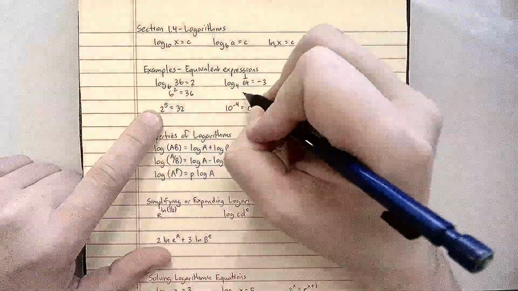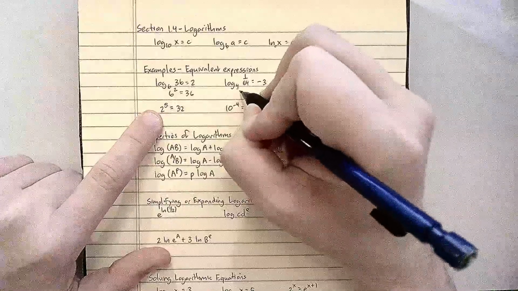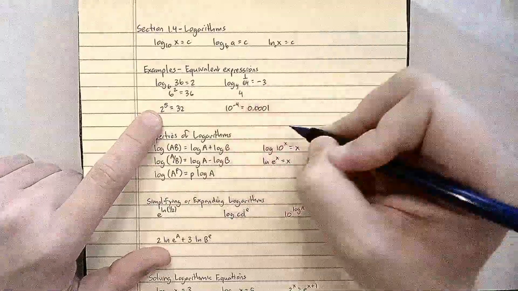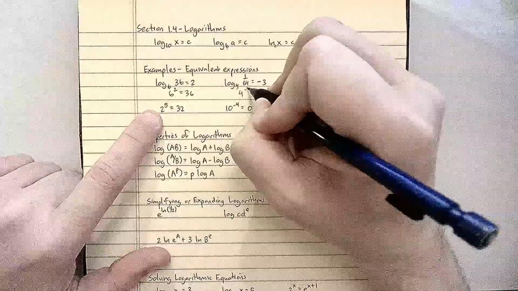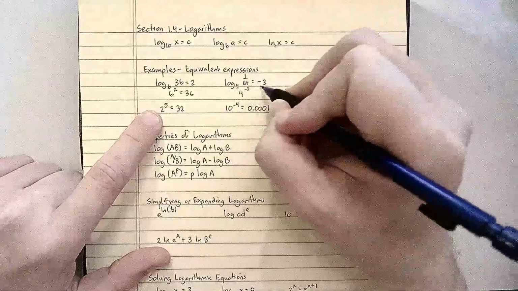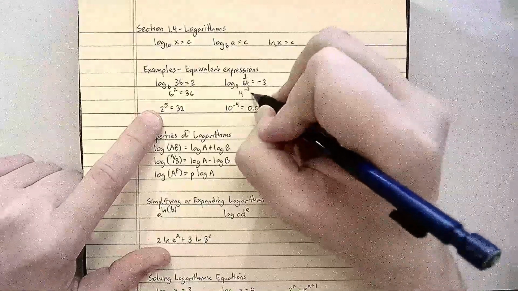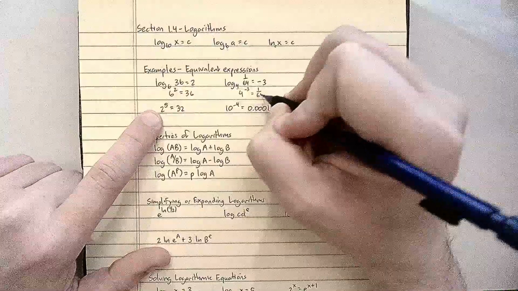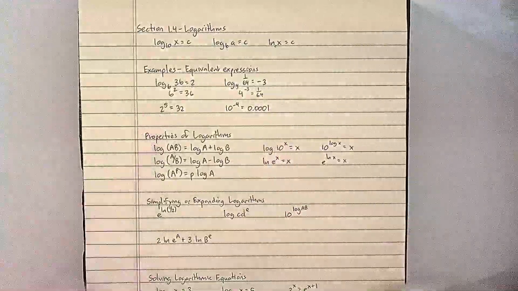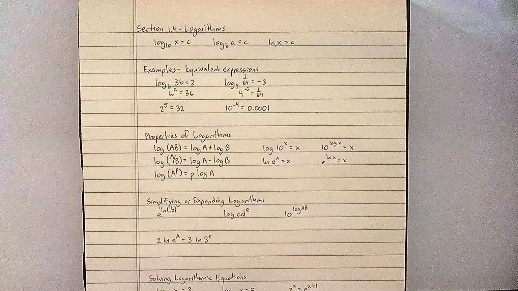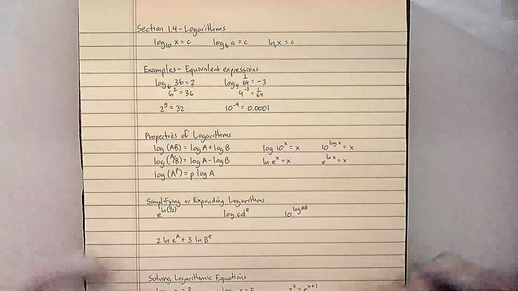What about this one? We have our base, which is 4, to the negative 3 power, so that becomes our exponent, and that is equal to 1 over 64. And we know that from the laws of fractions, that's actually correct. Now let's go the other way.